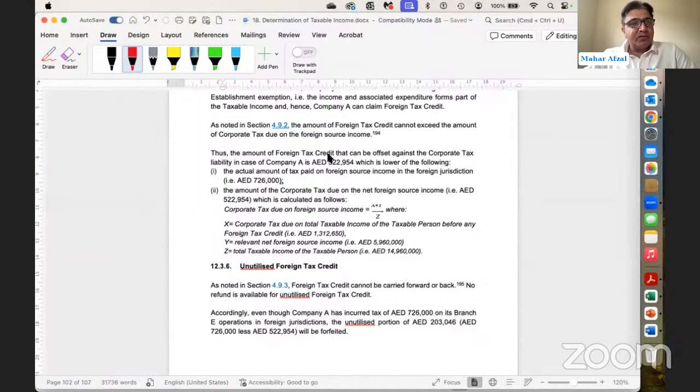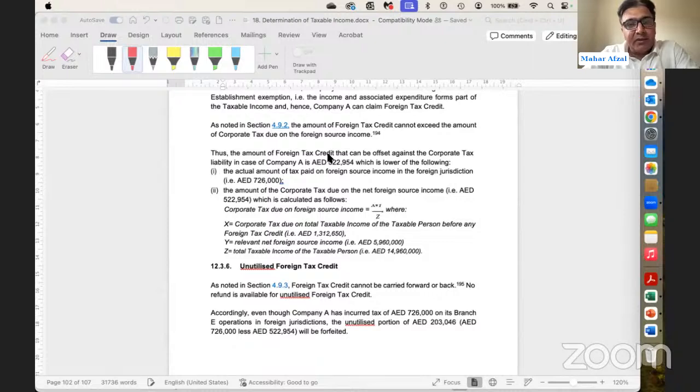Few questions are here. First question: is dividend from a non-resident juridical person subject to tax if the 5% participation exemption condition is not met? Yes. If the participation exemption conditions are not met, what will be the treatment of the dividend? The dividend will be straightforwardly subject to tax. If you are getting a dividend from a foreign juridical person and the conditions are met, it will be exempt. If the participation conditions are not met, it will be subject to tax.